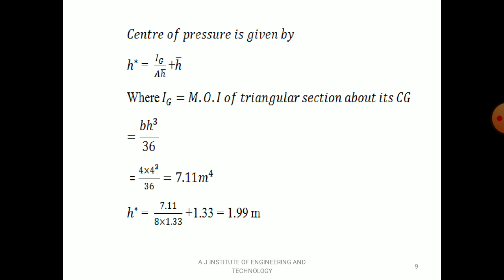So Ig equals the moment of inertia of the triangular section about its CG, that is b h cube divided by 36. So that is equal to 4 into 4 cube divided by 36, equal to 7.11 meter to the power 4. Therefore h star equals 7.11 divided by 8 into 1.33, plus 1.33, that is equal to 1.99 meter. So that is the position of the center of pressure.